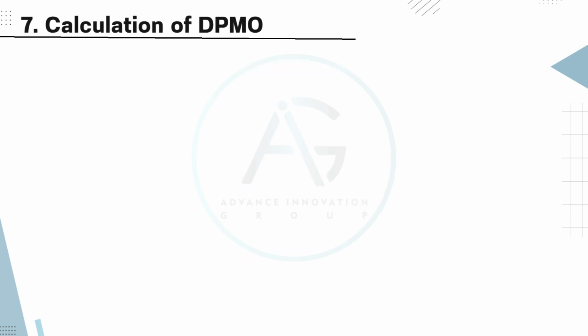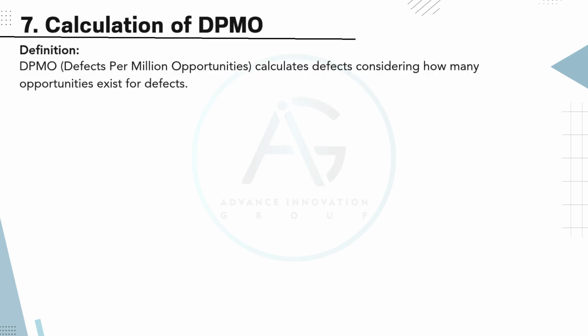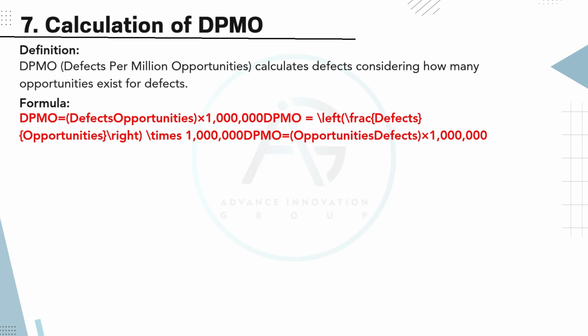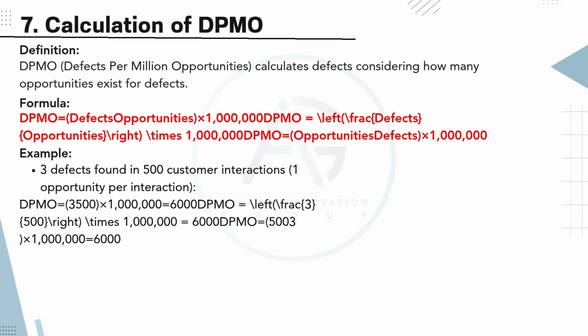7. Calculation of DPMO. Definition. DPMO: defects per million opportunities. It calculates defects considering how many opportunities exist for defects. Formula. DPMO equals (defects over opportunities) times 1 million. Example. 3 defects found in 500 customer interactions, 1 opportunity per interaction.